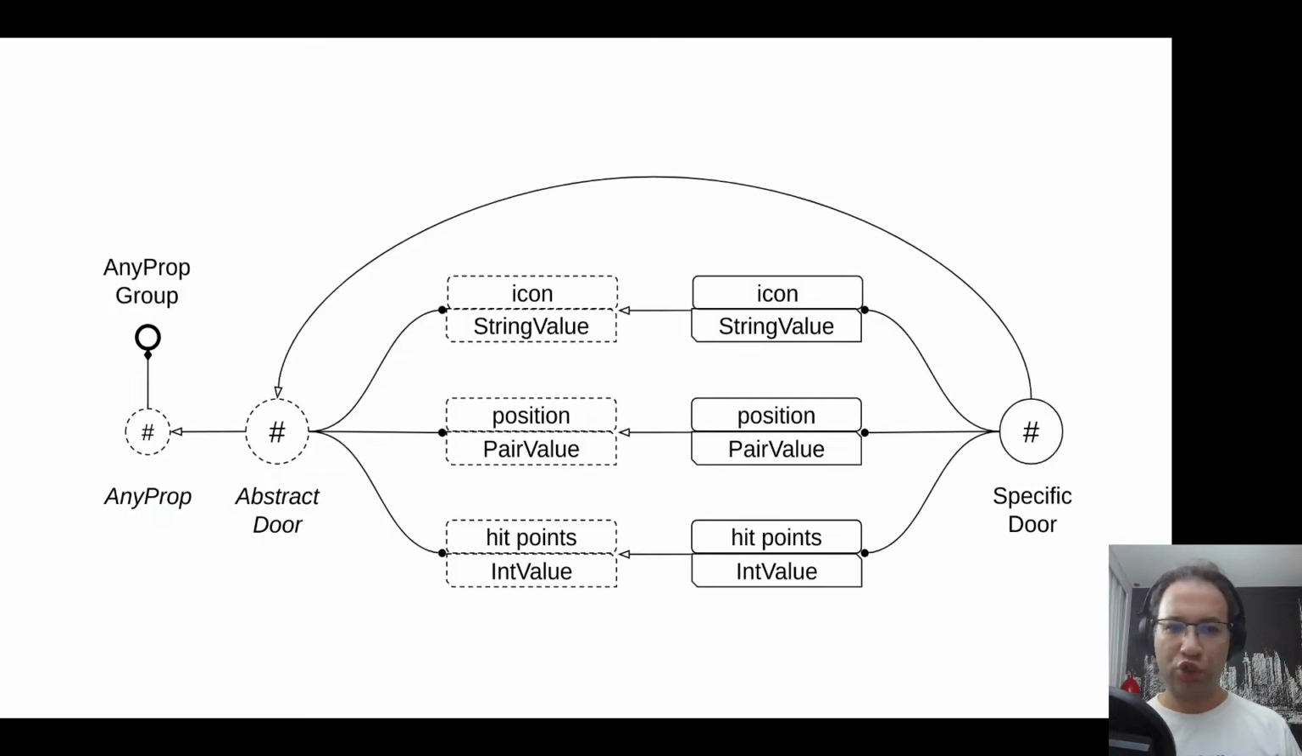Let me show you a specific part of an example graph. This is a property that's called specific door, and there is a property that's called abstract door. Here we see the OOP idea. There are some abstract notions, and there are specific notions that derive properties and other items from abstract notions.